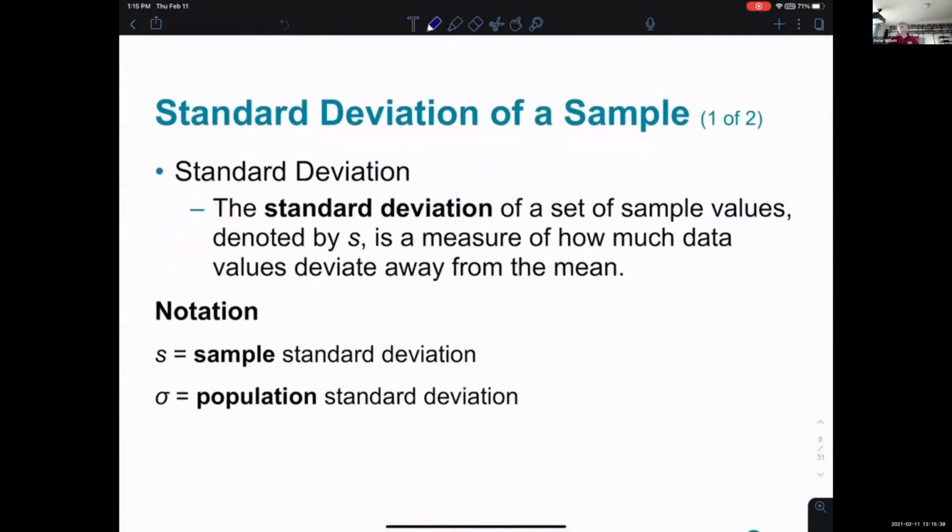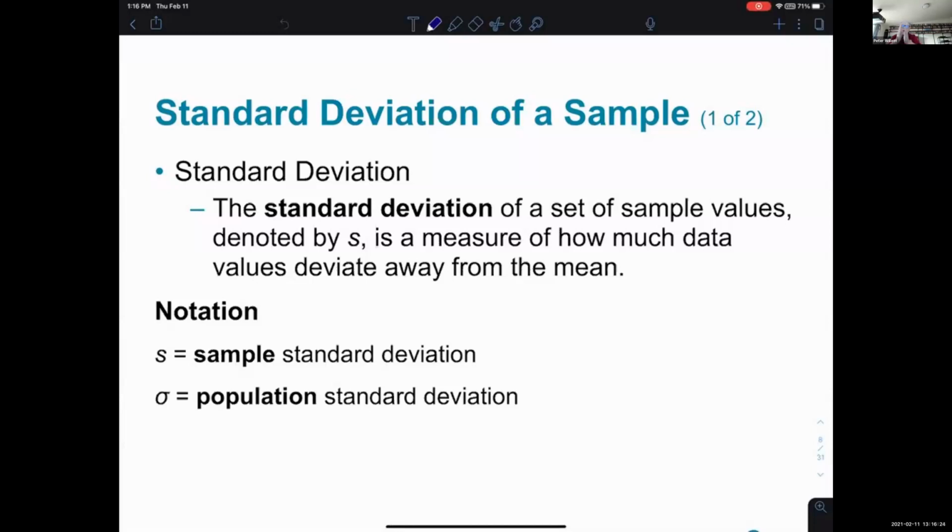All right, now our number one most important statistic in the number one most important section for the semester, standard deviation. So the standard deviation of a sample, of a set of values from a sample, denoted by the letter little s, is a measure of how much data values deviate away from the mean. The mean was defined in 3.1. So the mean is like the arithmetic average value. If you have numerical data and you add them up and divide by how many there are, you get the mean value. And it's sort of an idea of saying what the middle is.